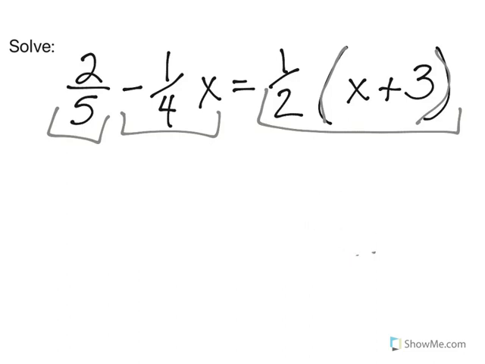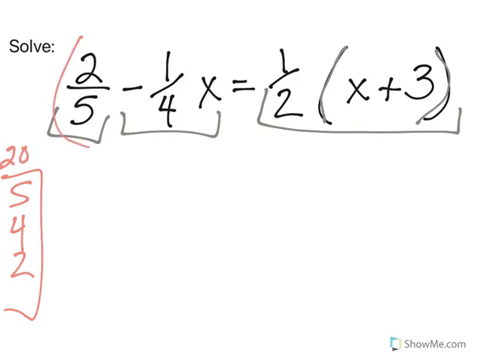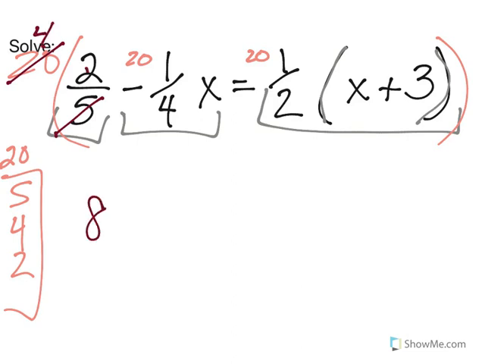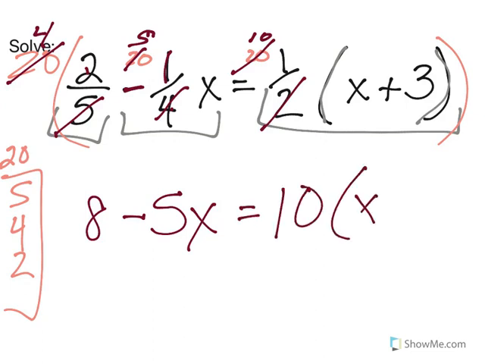So when I am eliminating my fraction, I can say, okay, I have 5, 4, and 2. What number do all of those go into evenly? Hopefully you recognize that that answer is 20. So I'm going to multiply everything by 20. All right, so let's do this. 5 goes into 20 4 times. So 4 times 2 is 8. In the next term, 4 goes into 20 5 times. So 5 times -1 gives me minus 5x. And then the third one, 2 goes into 20 10 times. So I have 10 times the quantity of x plus 3.